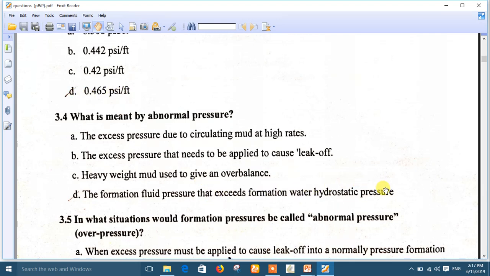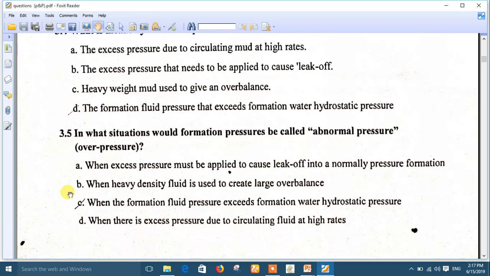They are the same meaning. These are the same meaning. So the formation fluid pressure that exceeds the formation water hydrostatic pressure, this is the right answer, number D.